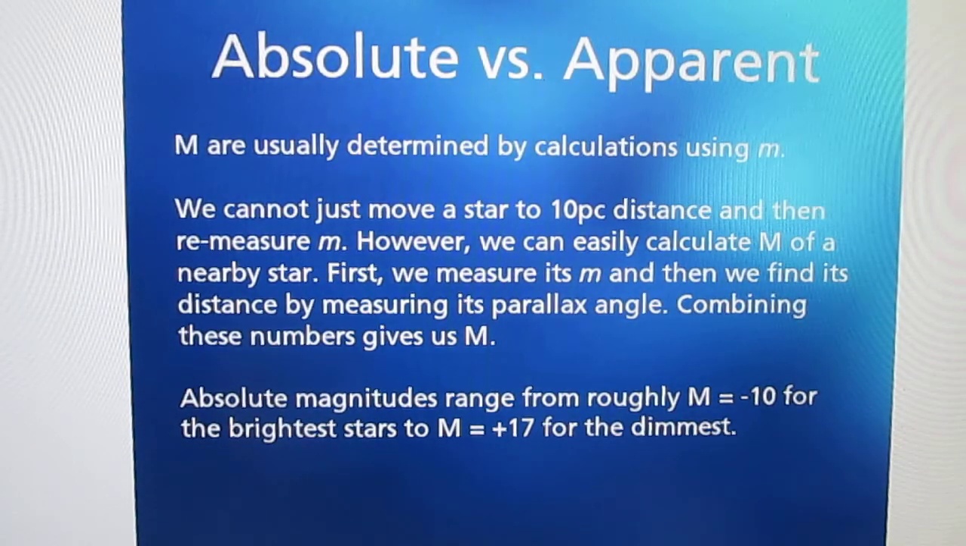Now back to the analysis of absolute versus apparent magnitude. As noted at the beginning of this section, absolute magnitude is the brightness each star would have at a distance of 10 parsecs. Now remember that 1 parsec is equal to 3.26 light years by definition.